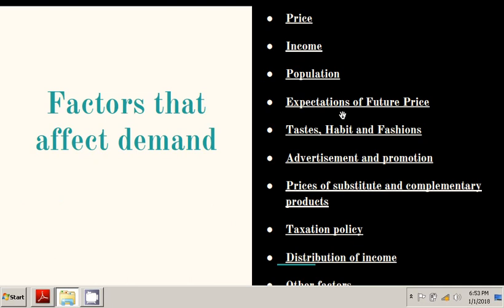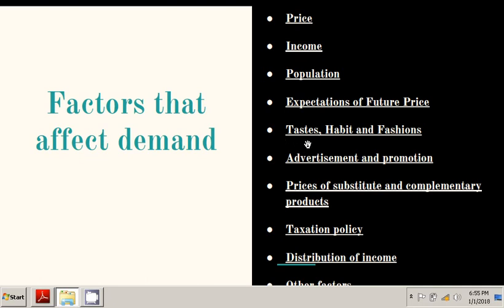The next factor that affects demand is expectations of the future price. Expectation of future price also affects the demand. If the consumers feel that price of a particular commodity is likely to fall, then they may postpone their plan to purchase that commodity. This will lead to decrease in demand of that particular commodity.